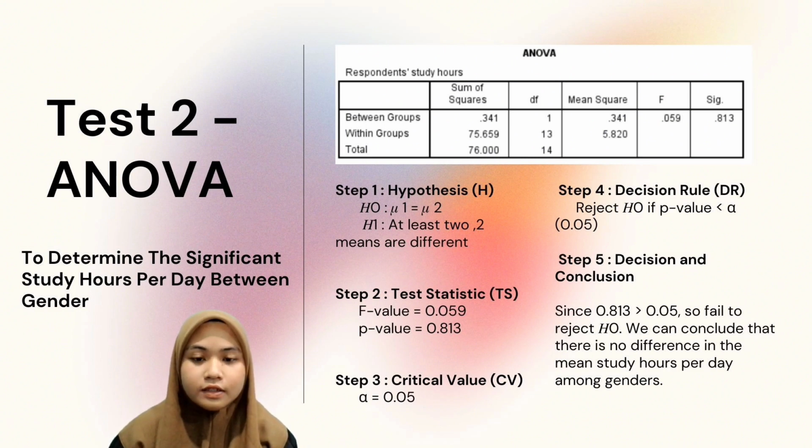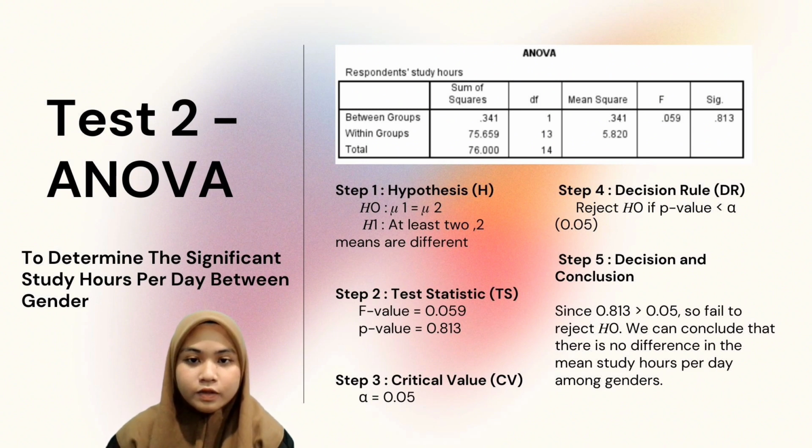For step 3, critical value CV, the alpha value is 0.05. For step 4, decision rule DR, reject H null if the P value is less than the alpha value, which is 0.05. Step 5, decision and conclusion. Since 0.813 is greater than 0.05, we fail to reject H null. We can conclude that there is no significance in the mean study hours per day among genders.